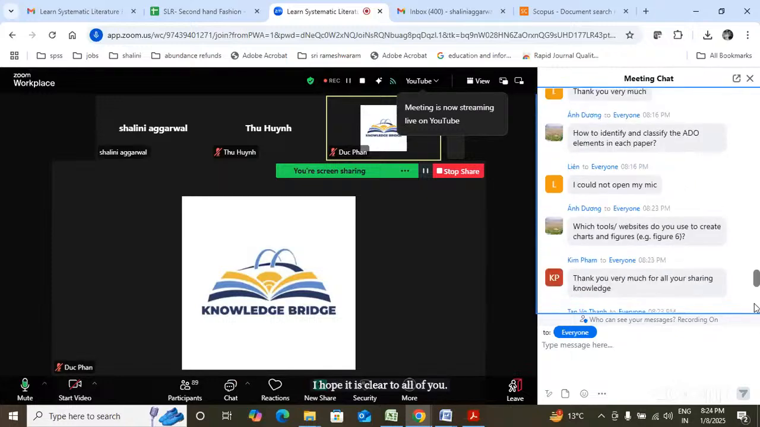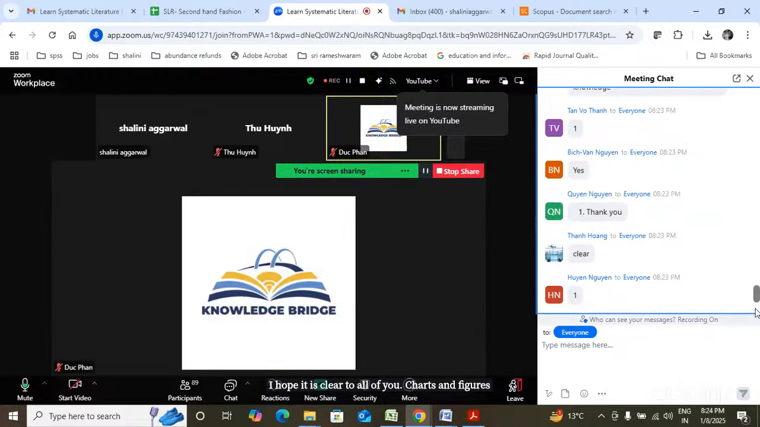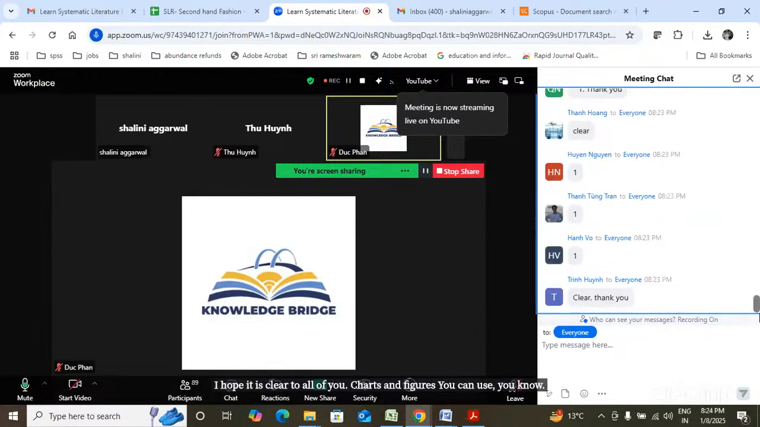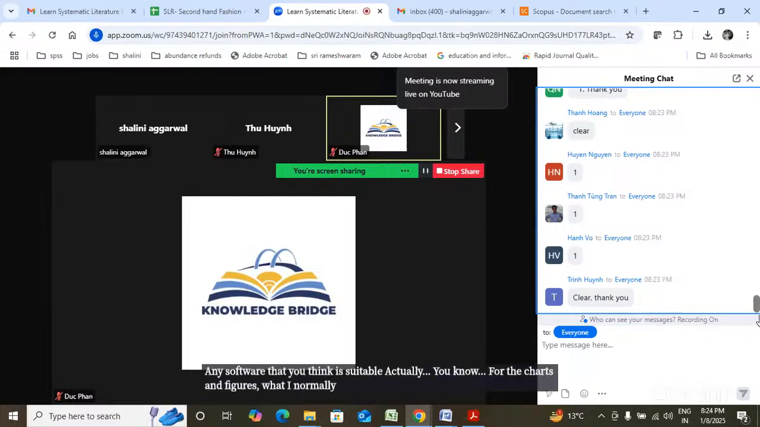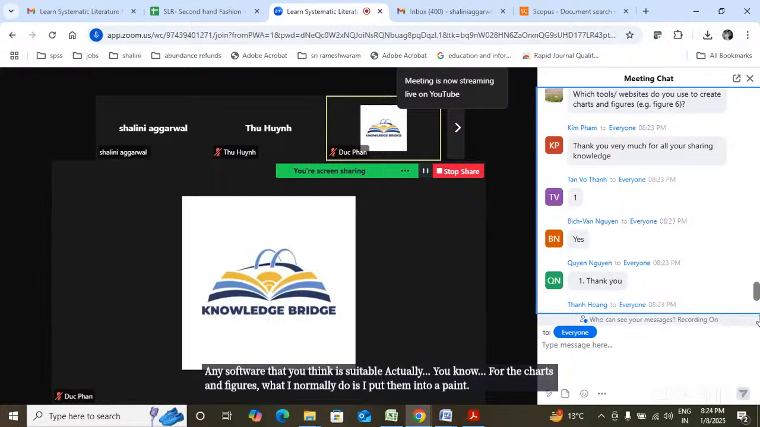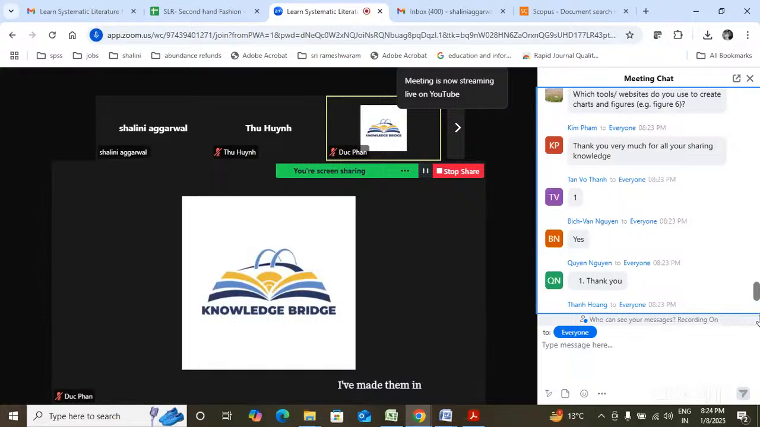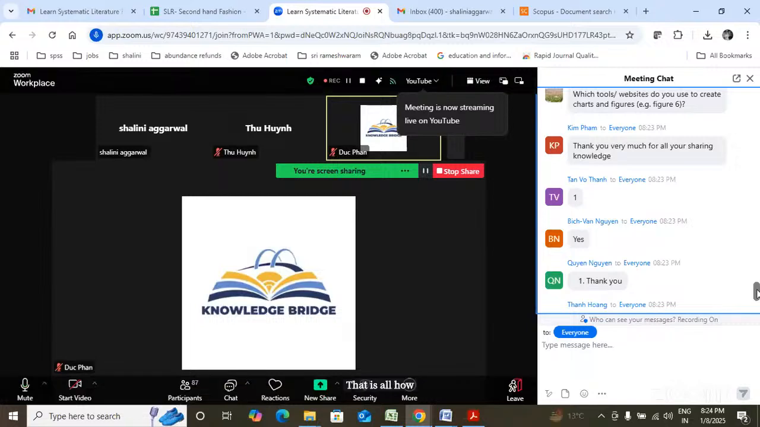Charts and figures, you can use any software that you think is suitable. Actually, for the charts and figures, what I normally do is I put them into Paint. Earlier, I made them in the Word file only, and then I gave it to one of my friends who does it on a paid basis, and he creates these tables for me. That is how I did this.